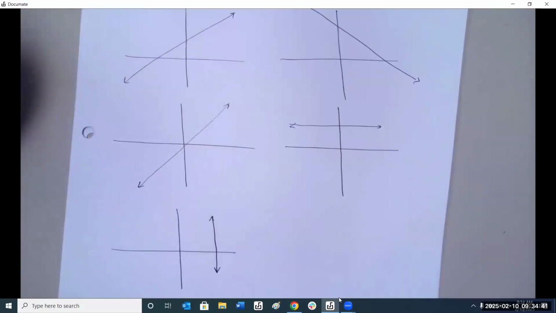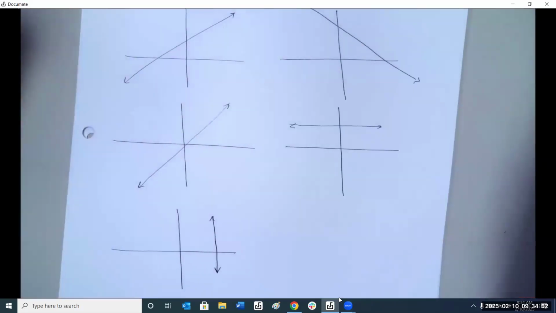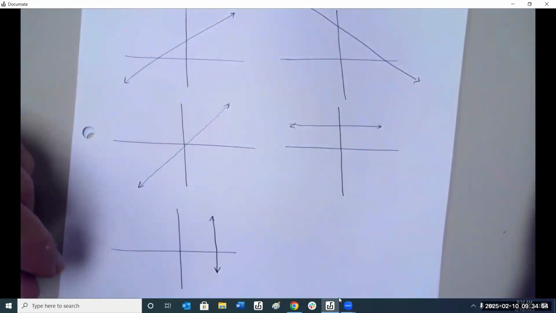What do you notice about these graphs? They don't have any curves. They don't have any asymptotes. They don't have any holes. They pretty much go in a straight line.